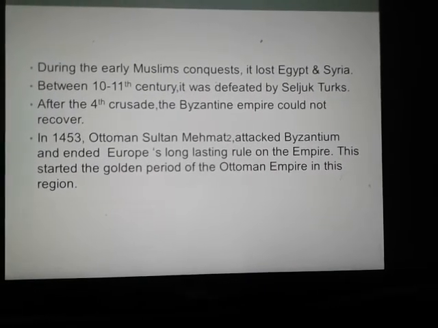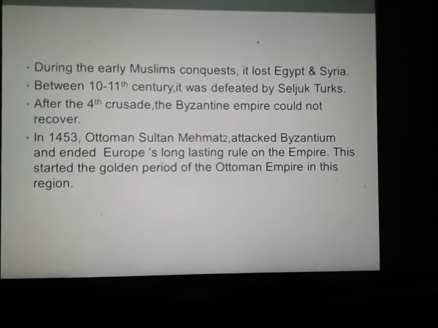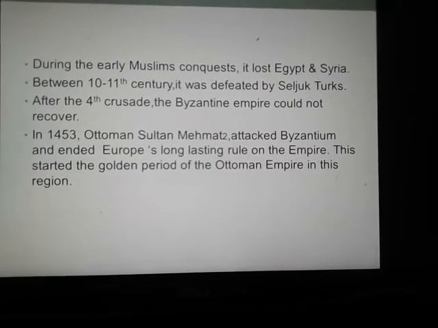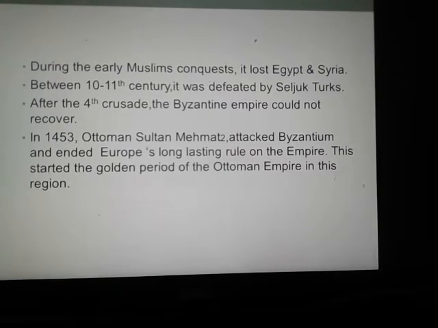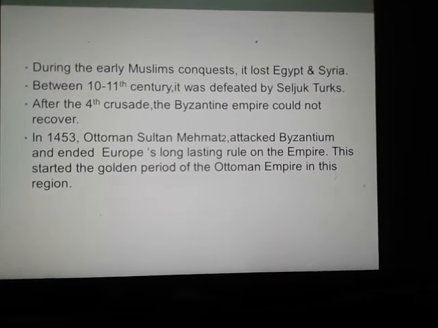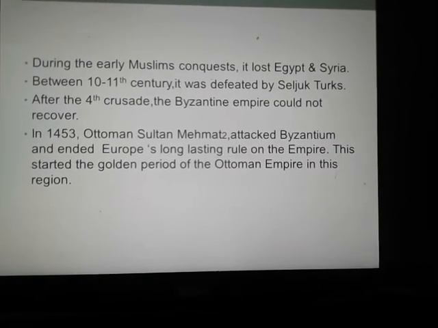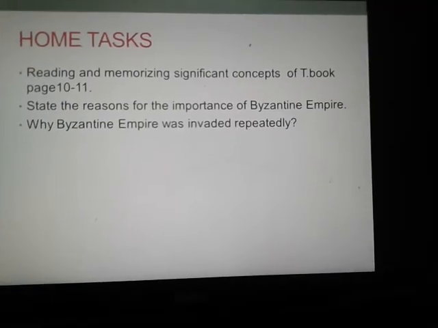In 1453, Ottoman Sultan Mehmed II attacked Byzantium and ended Europe's long-lasting rule over the empire. This started the golden period of the Ottoman Empire in this region.